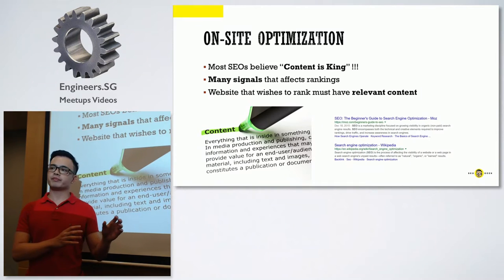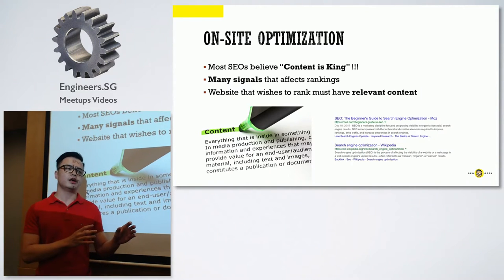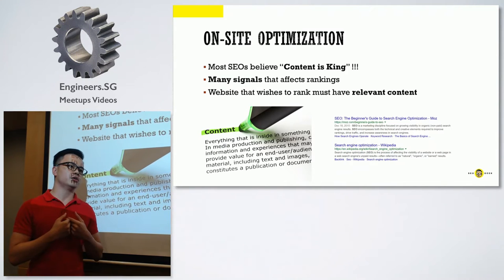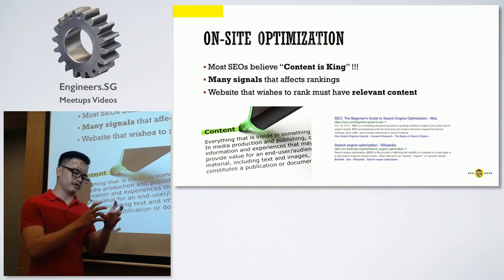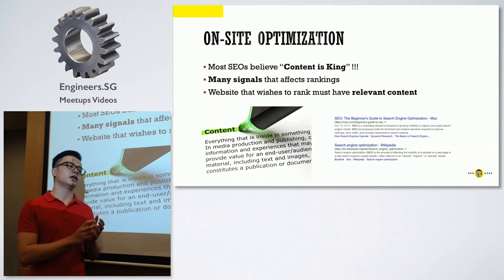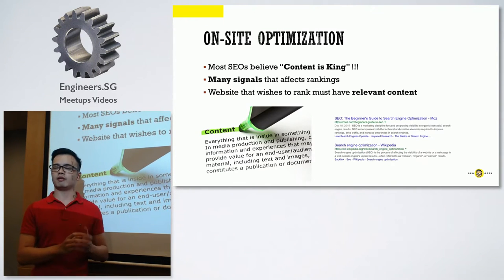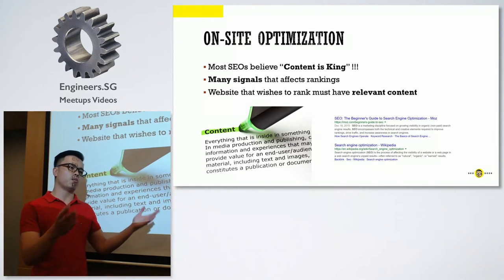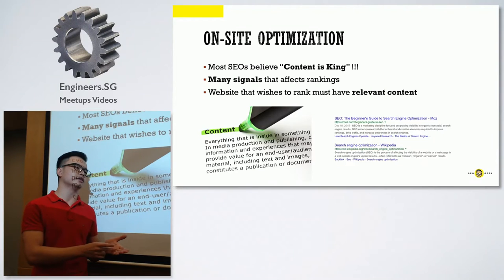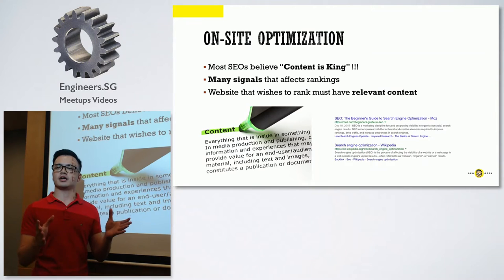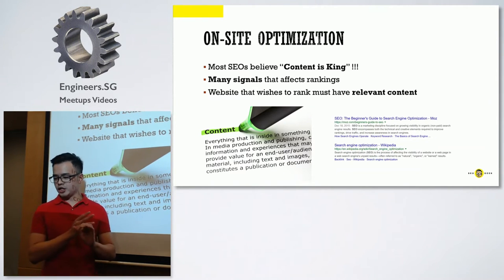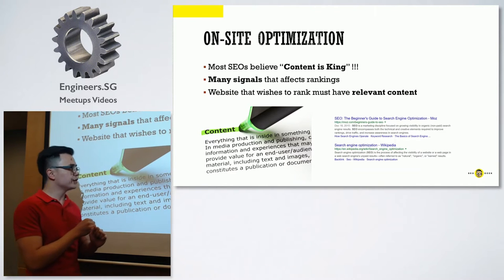For example, I want to rank for SEO. If I want to rank for SEO, I would have to have the word SEO in my website. I can't be talking about Robert, or I can't be talking about Microsoft. If my whole website front page, my meta title, my meta descriptions, my content, my information inside is all about Microsoft, I will not rank for SEO. So that is one major thing. It must be relevant to what you want to look for.